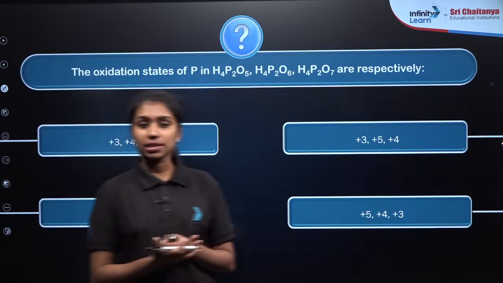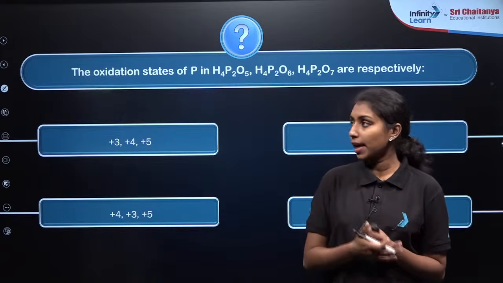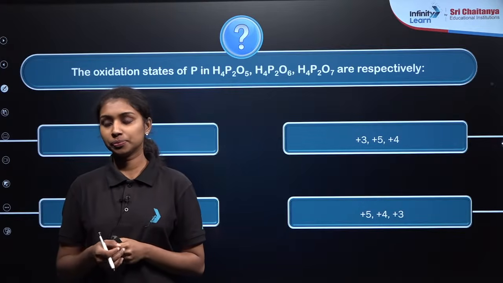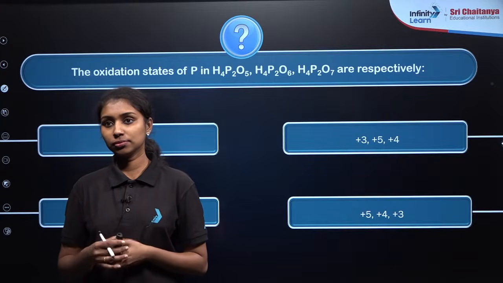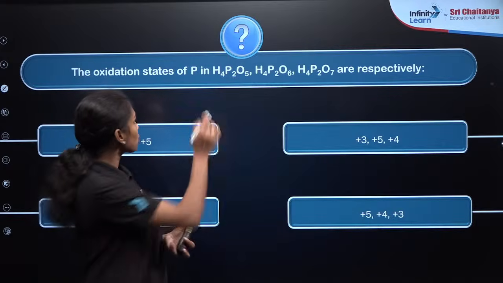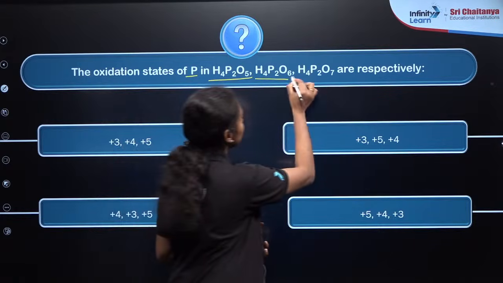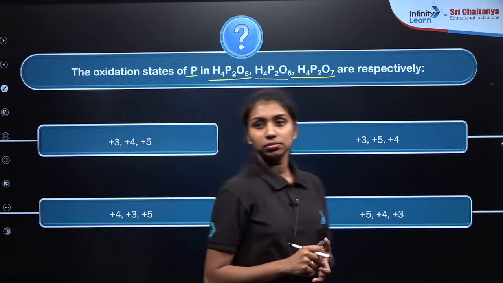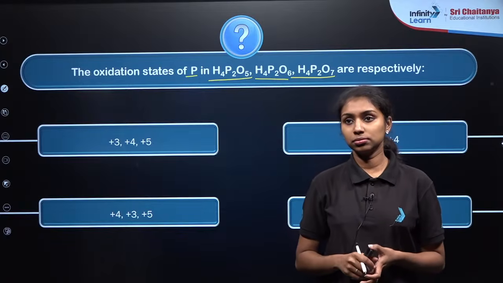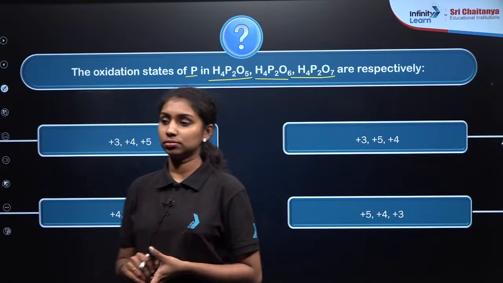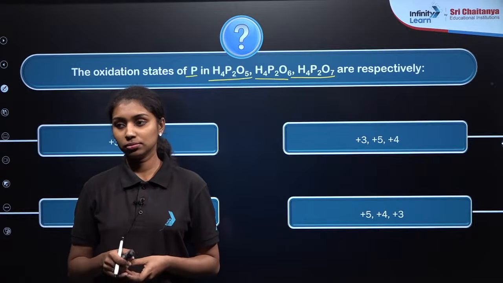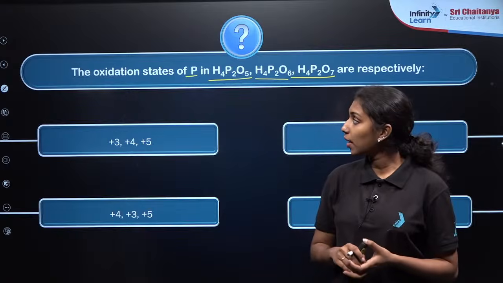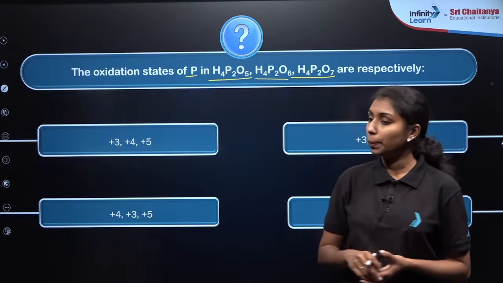So what do you mean by the redox reaction? What is the 2 different reactions happening in the redox reaction? How to find out the oxidation number or oxidation state? We have already studied. You need to identify the oxidation states of phosphorus in H4P2O5, H4P2O6 and H4P2O7. So what will be the answer? Or how we can calculate the oxidation states of an element in a compound?